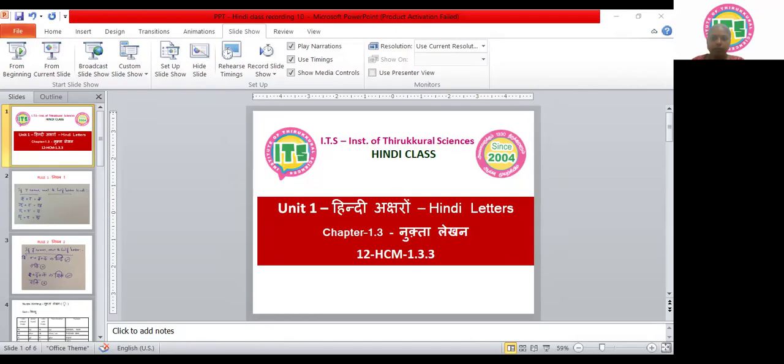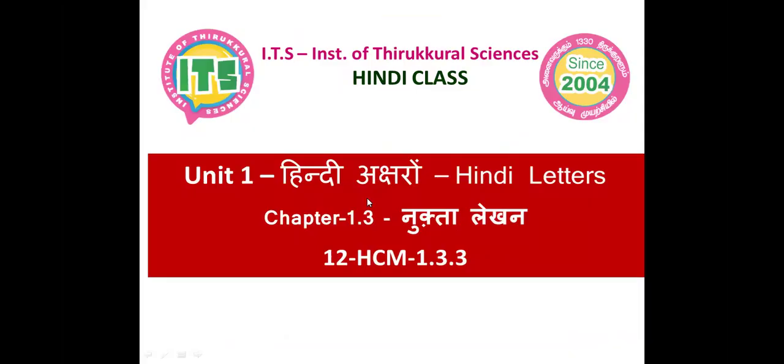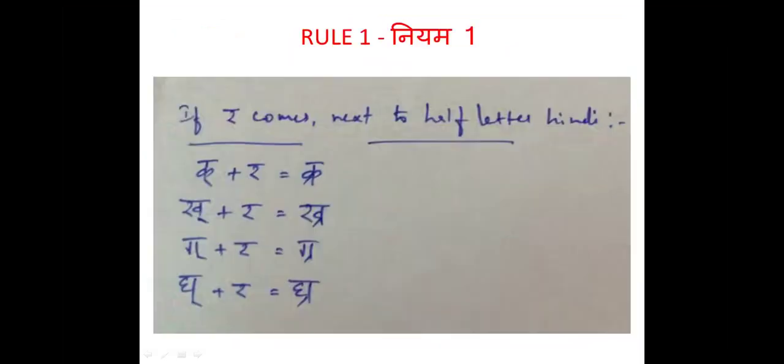Now you know how to write those letters and how to pronounce those letters. In today's class, we are going to learn about Nukta writing. Nukta writing. Before that, I want to show you some of the rules in Hindi writing.